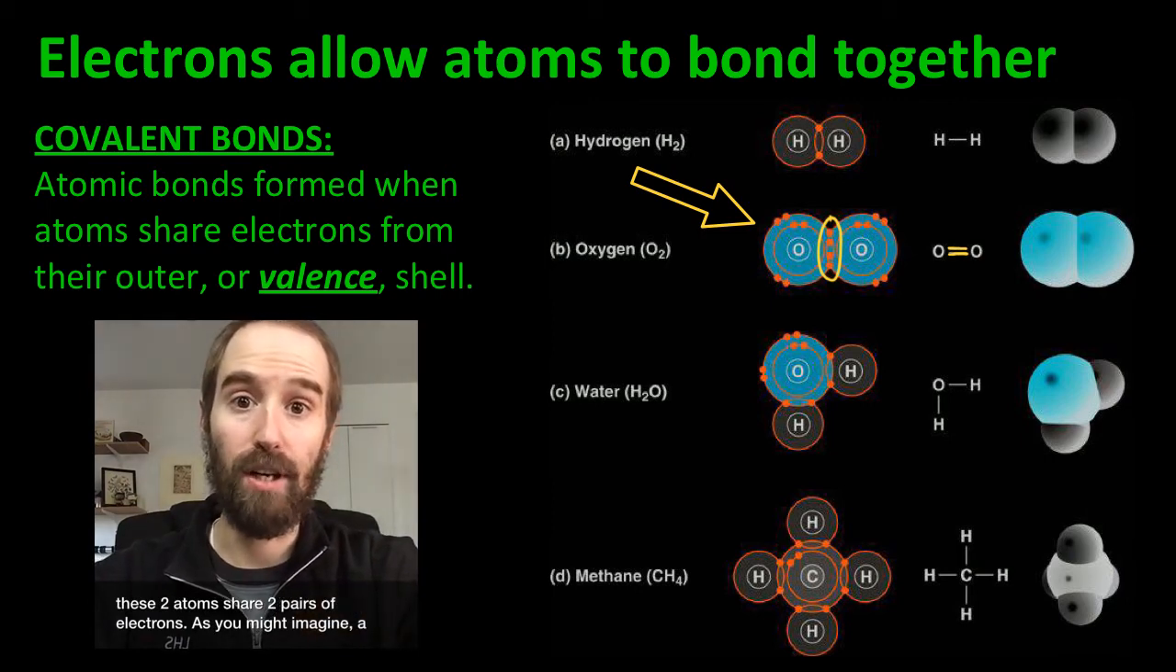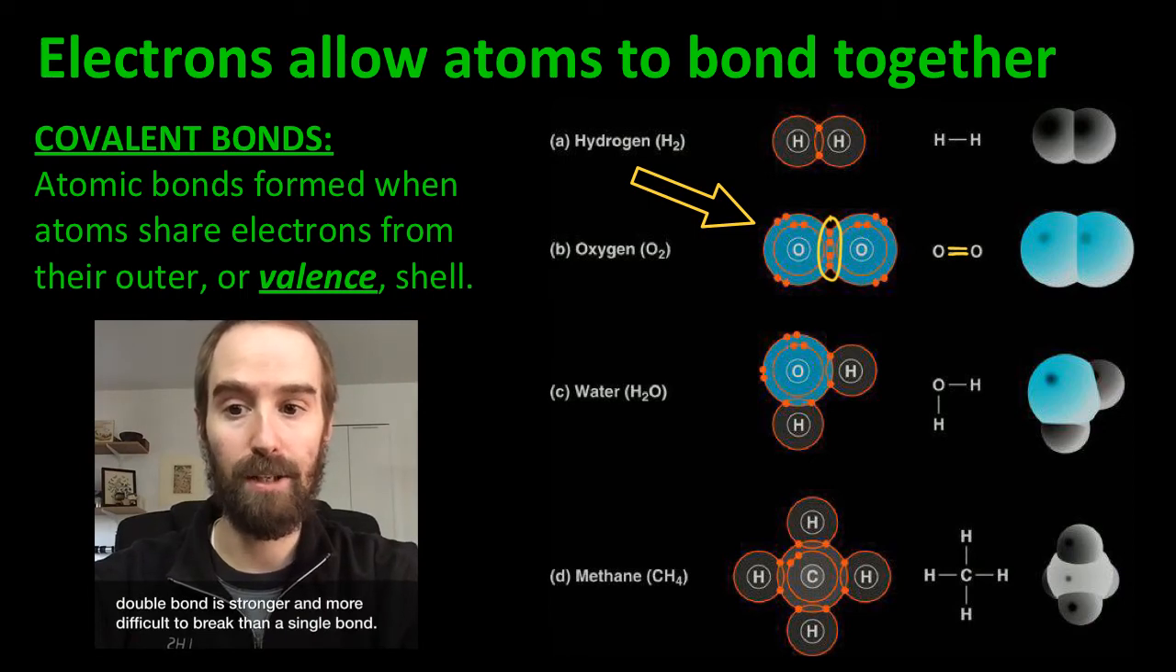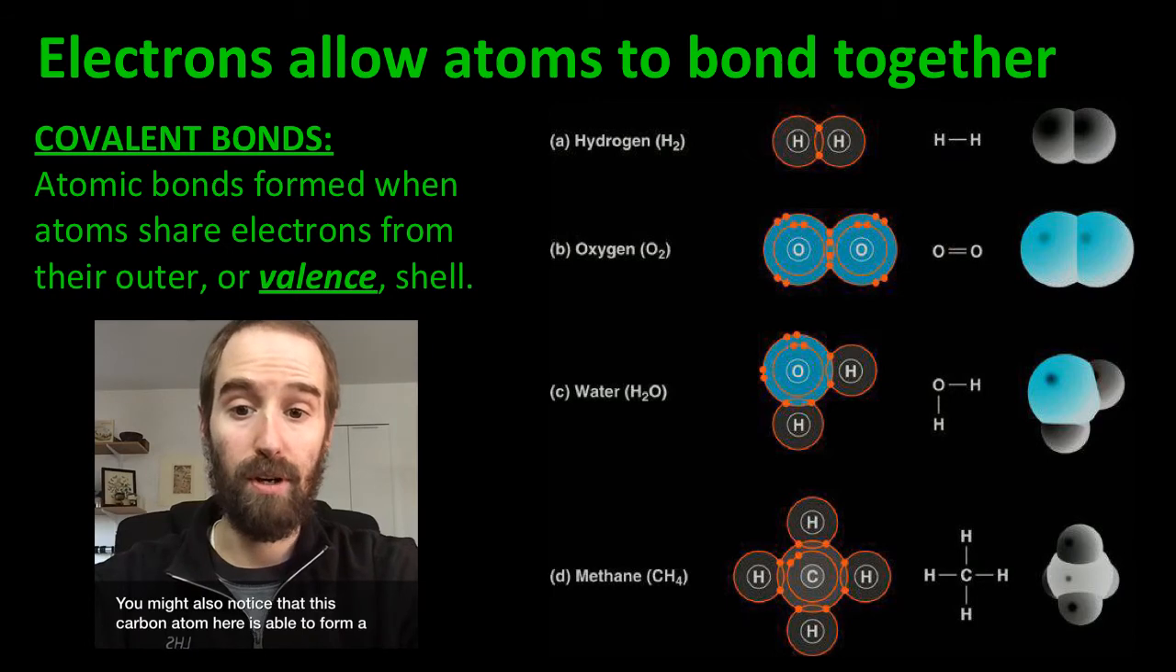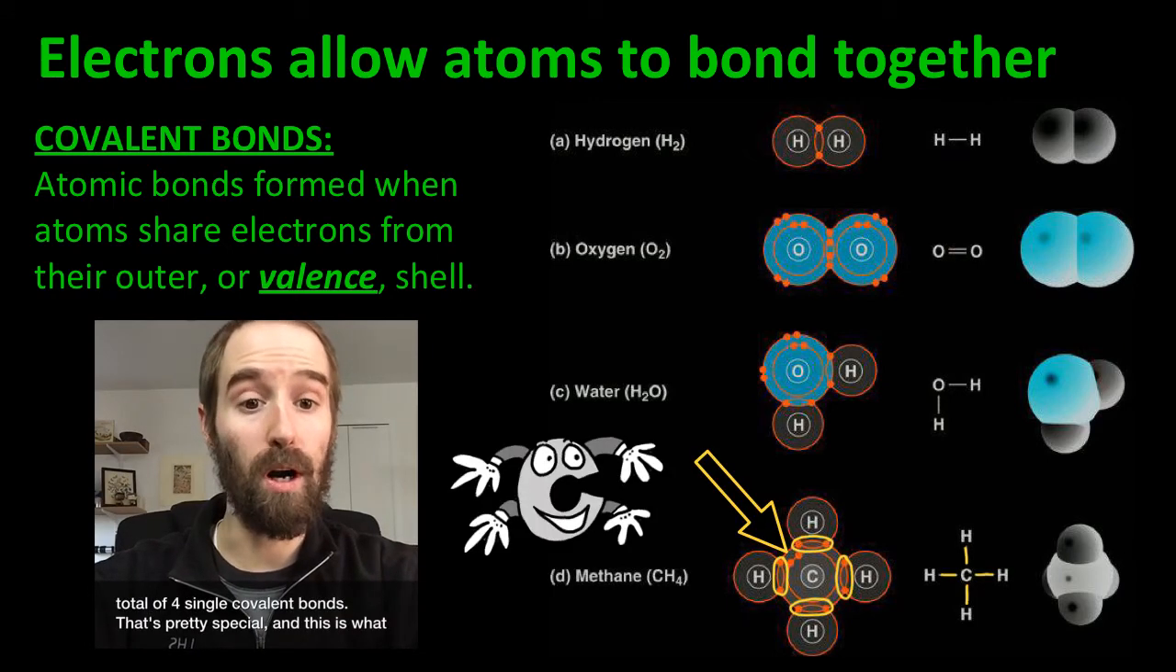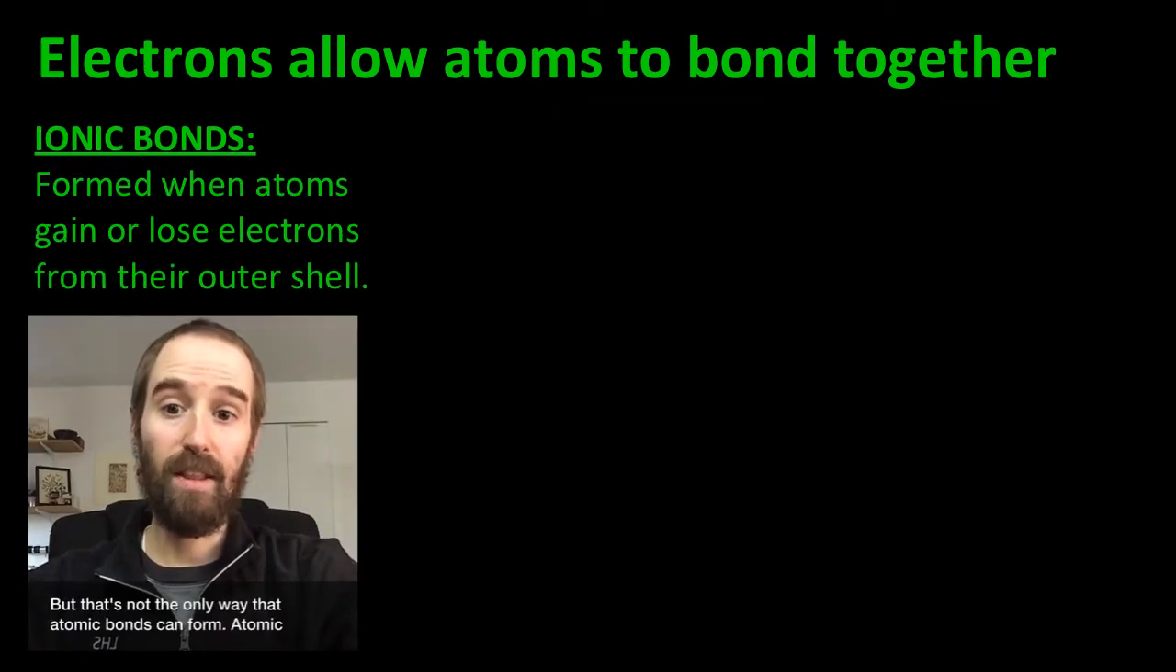As you might imagine, a double bond is stronger and more difficult to break than a single bond. You might also notice that this carbon atom here is able to form a total of 4 single covalent bonds. That's pretty special, and this is what allows carbon to form the large, complex molecules necessary for life. But that's not the only way that atomic bonds can form.